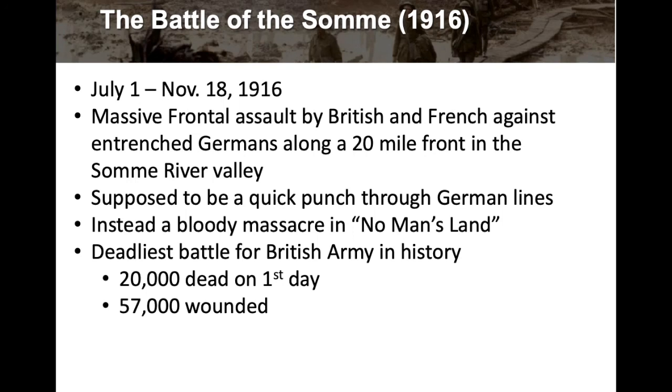I mean, you just think about that. How many men were killed every single minute? Every second. They went over the top of the trench along this 20-mile front, and they faced machine guns, and they were just mowed down. 20,000 dead in one day. 57,000 were wounded in one day. A massive amount of soldiers became casualties.